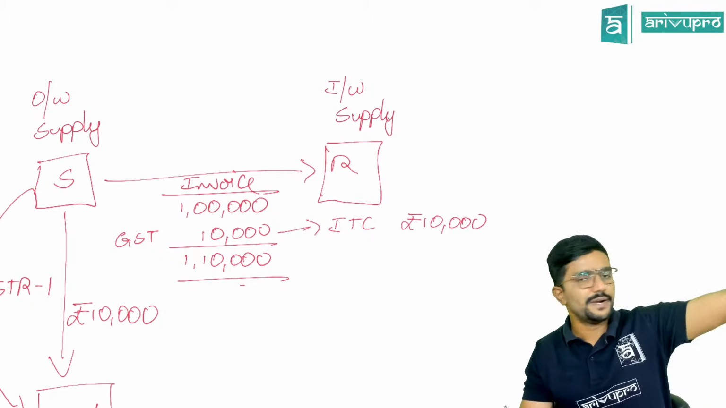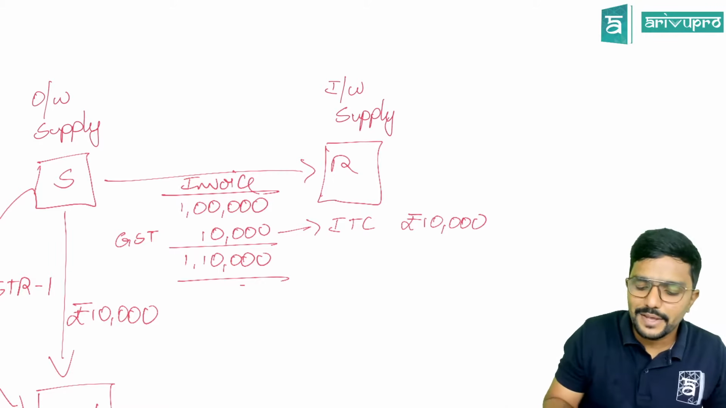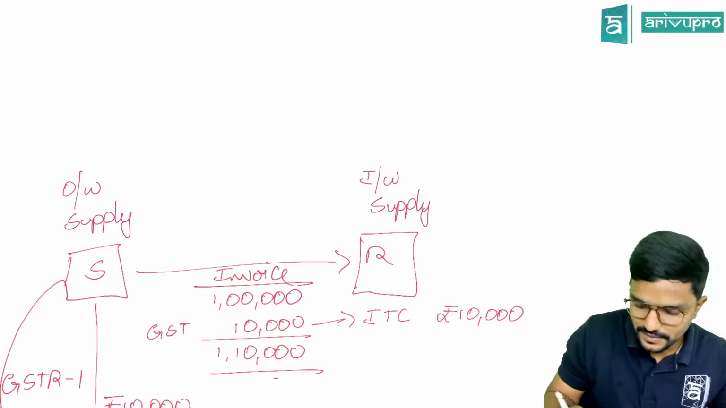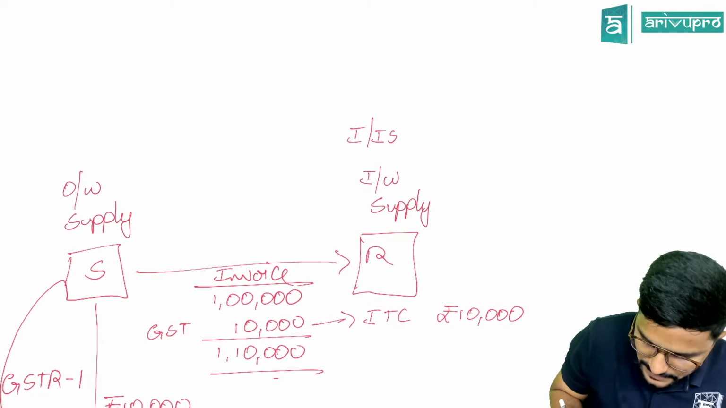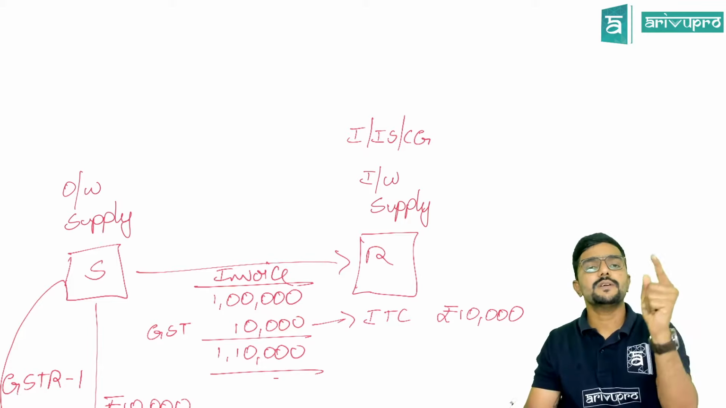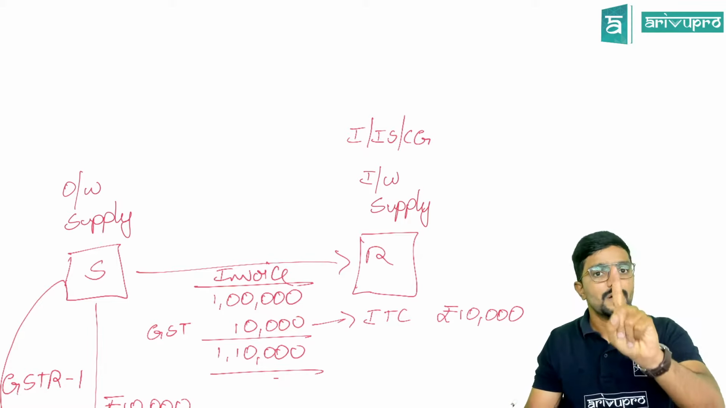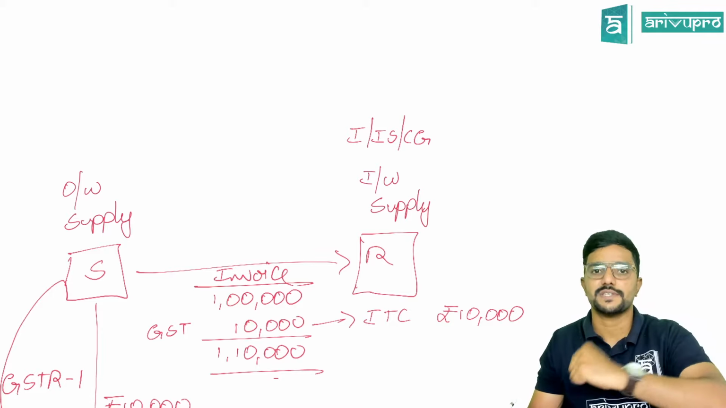Whatever tax he has paid on his inward supply, we call it input tax. And that inward supply can be any of three forms: it can be inputs, it can be input service, or it can be capital goods. I repeat, inward supply can be input, input service, or capital goods. Capital goods is nothing but fixed assets.